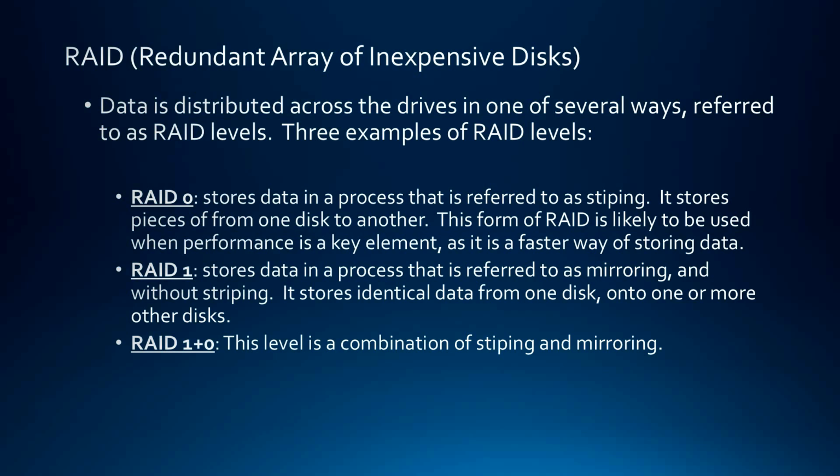Listed on this slide are examples of different RAID levels. For example, RAID 0 uses a process that is referred to as striping. It stores pieces of data from one disk to another. It is generally used for users who need their CPUs to perform faster. However, if a computer has been set to use RAID 0, data recovery is unlikely unless the data has been backed up on another device, such as a server or an external drive.